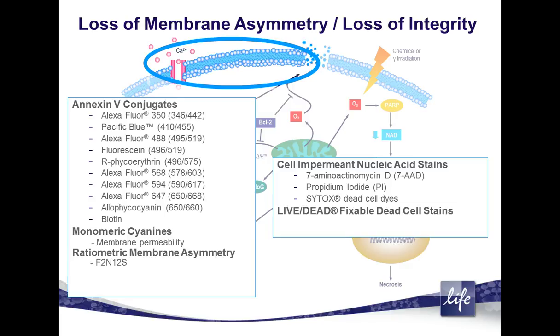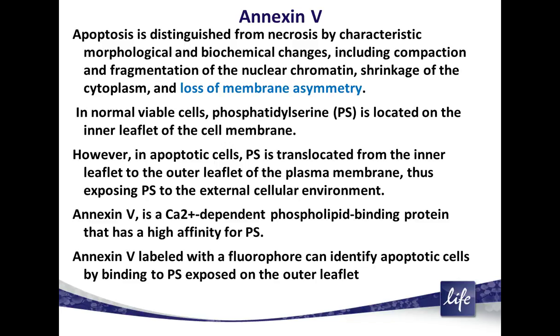Loss of membrane asymmetry is characterized by an increased expression of phosphatidylserine on the outer leaflet of the plasma membrane and is a hallmark of apoptosis. We have a number of different reagents to look at changes in asymmetry and increased permeability of the membrane.